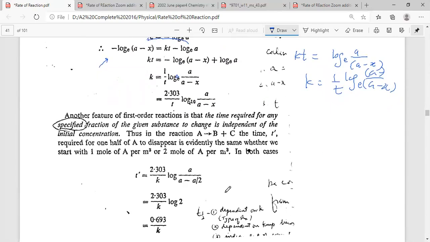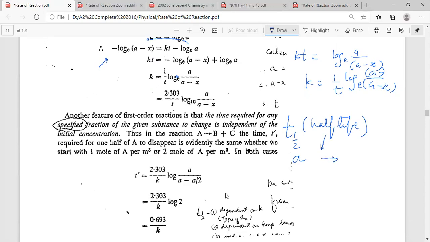Now you say, well, half-life, what is half-life? Half-life doesn't mean half the time. Half-life means the time taken for your original concentration to go to half. Say this starts from 10, the initial concentration, and it goes to 5. This is called a half-life. 8 goes to 4, this is also called a half-life.